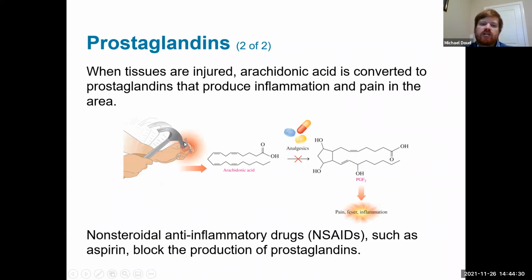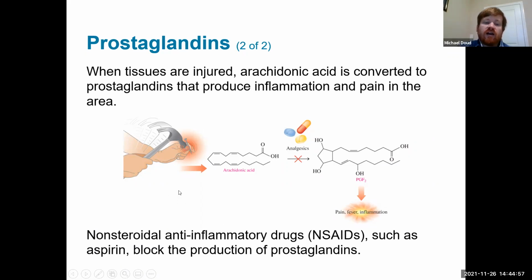So if you're trying to hang a poster or something like that, and you accidentally hit your thumb with your hammer, the arachidonic acid in the area where it's hit is going to be converted into a prostaglandin. And this leads into pain and inflammation. It could lead to fever, of course, but that's more like it's just going to get hot in the area.